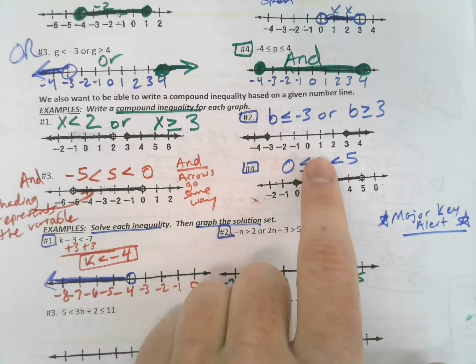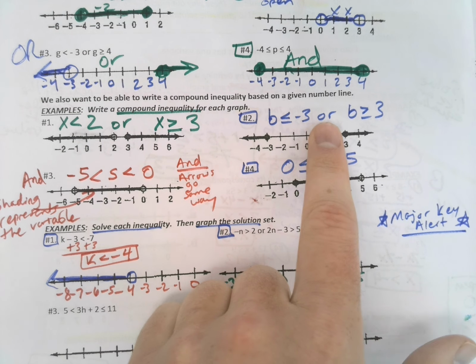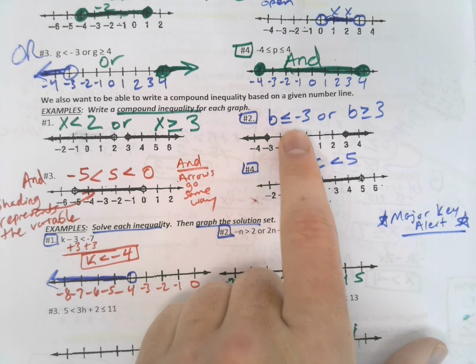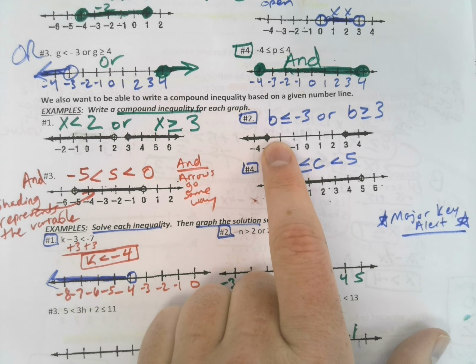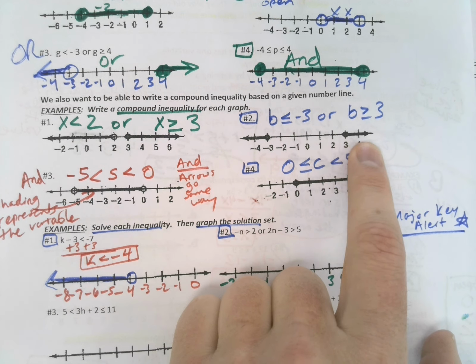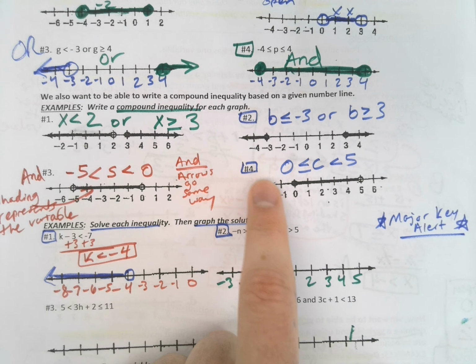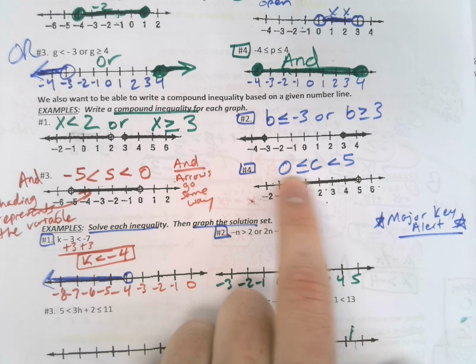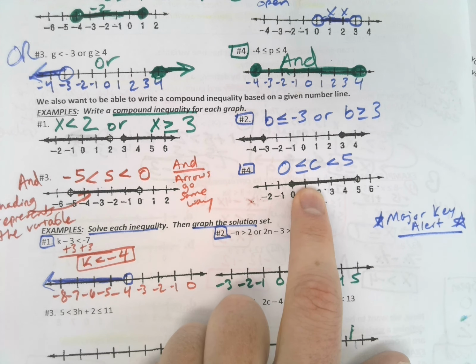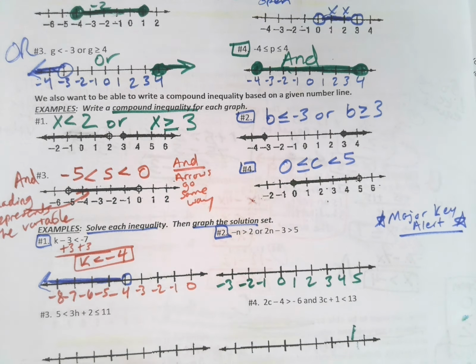So let's see how you guys did. We got number 2, a classic OR problem. We've got B being less than or equal to and greater than or equal to those 2 numbers. Number 4 is an AND problem. Our variable is stuck between these 2 points. It's bigger than or equal to 0, but it is smaller than 5.